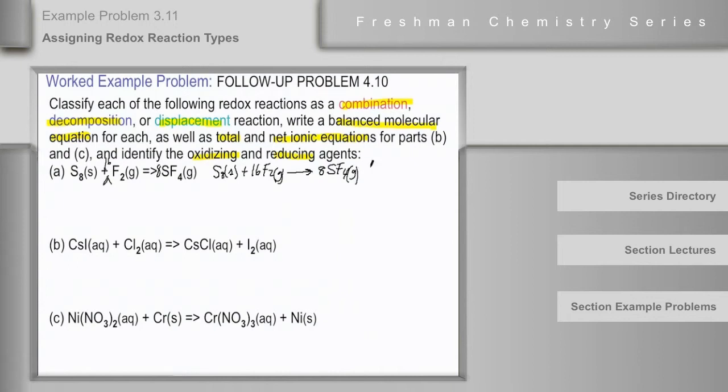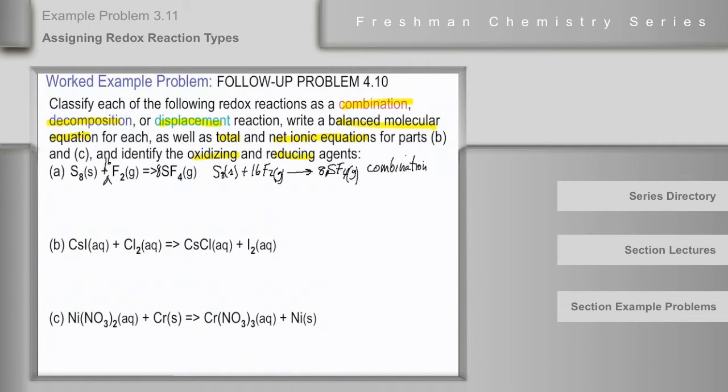Now, this is a combination reaction, and we make that assignment because two things combine to form one thing. The number of reactants is greater than the number of products. So it's a combination.